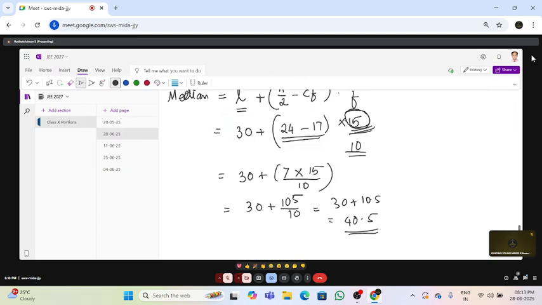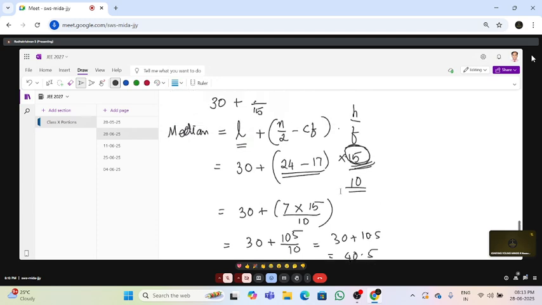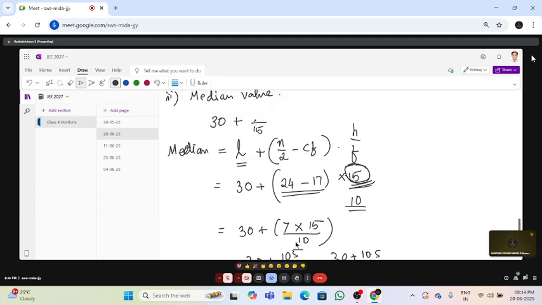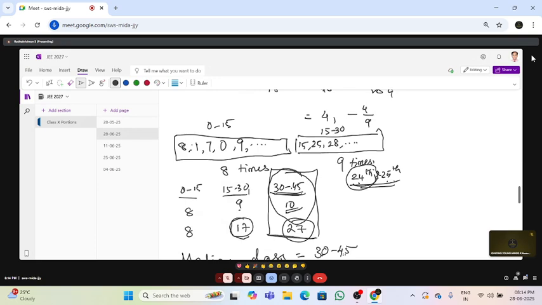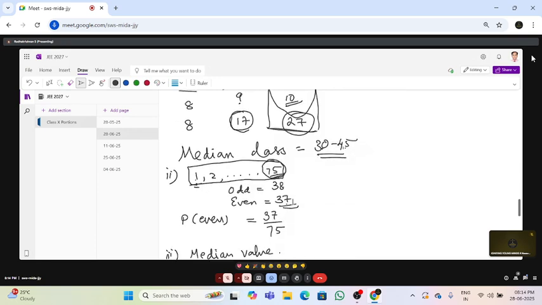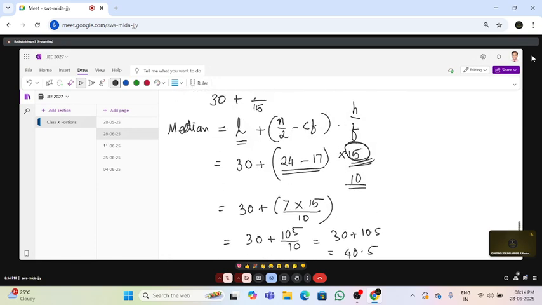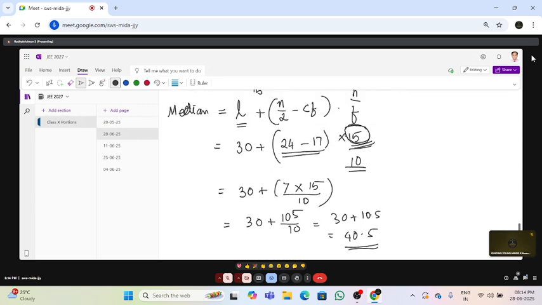17 is up to the previous class. So that 7 out of the class frequency of 10. The 7 out of 10 is what we take, and we multiply it by the class width, or the range, that is 45 minus 30. That is your H. So we have calculated the median.